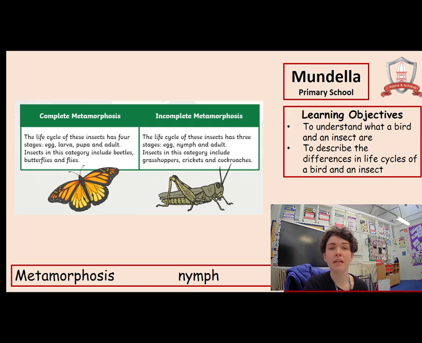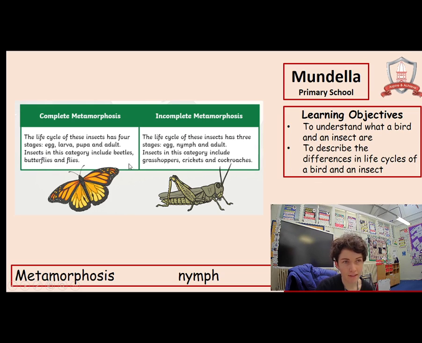I'd like you to repeat after me the word metamorphosis. So 1, 2, 3. Metamorphosis. Good. Once more. Metamorphosis. Very good. It's a tricky word to say, but it's important to practice saying it. Metamorphosis. Good. Okay, well, let's have a little look at complete metamorphosis.